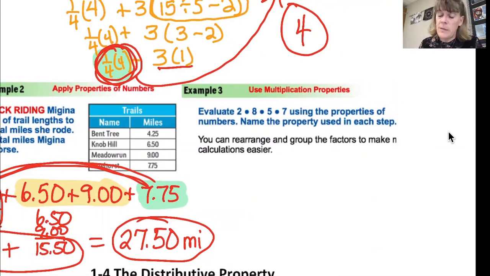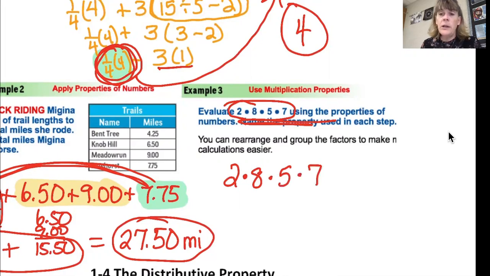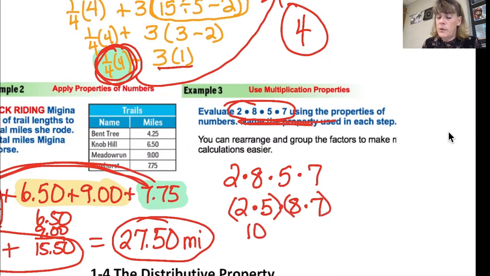Okay, we're also going to do the same thing on this one. We're going to evaluate this. You don't have to name the property. But if I have 2 times 8 times 5 times 7, I'm going to rearrange it using the commutative property so that 2 times 5 is out front, because that's going to make a really easy number to multiply by. Because 2 times 5 is 10. And then if I multiply 8 times 7, I get 56. And 10 times 56 is just 560.